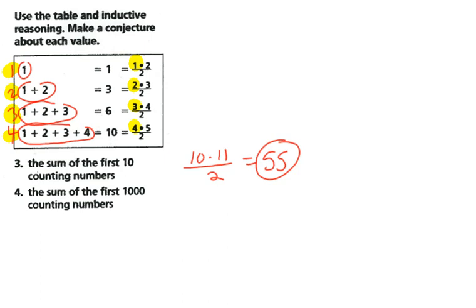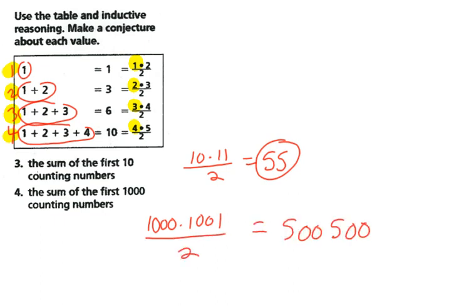Alright, number 4, again, you could still do number 3 by hand. Number 4 is a different story, right? So for 1,000 counting numbers, you're going to take 1,000, you're going to multiply it by 1,001, and then you're going to divide that number by 2. Alright, do the math. You end up with 500,500 for number 4.